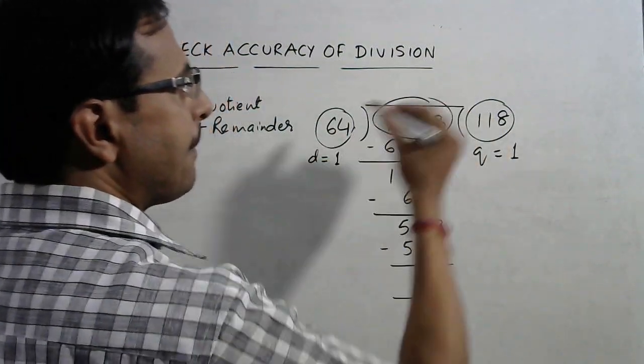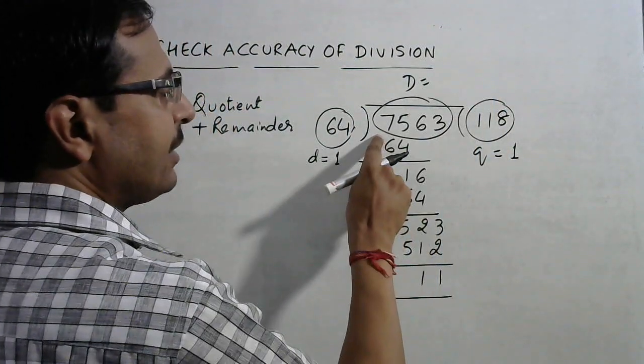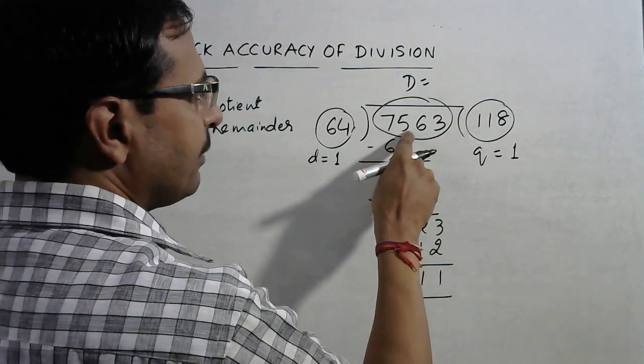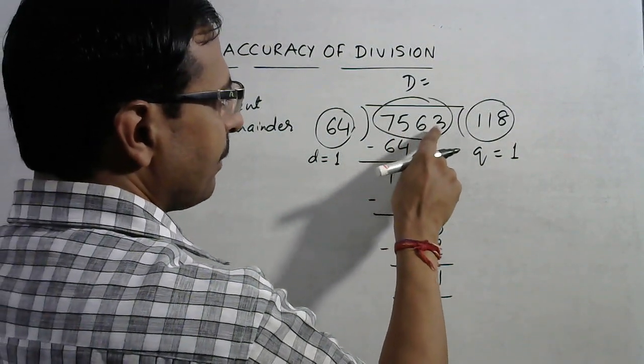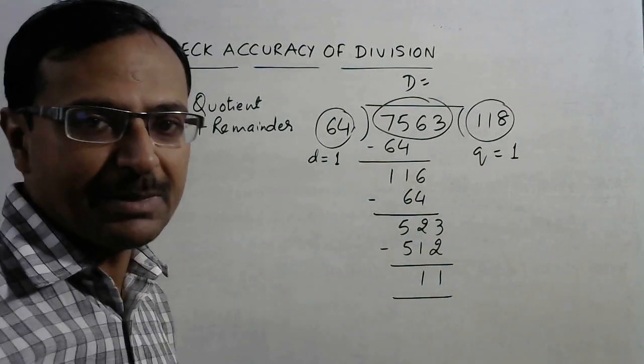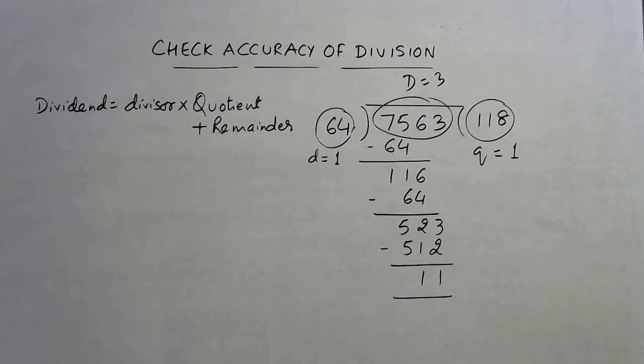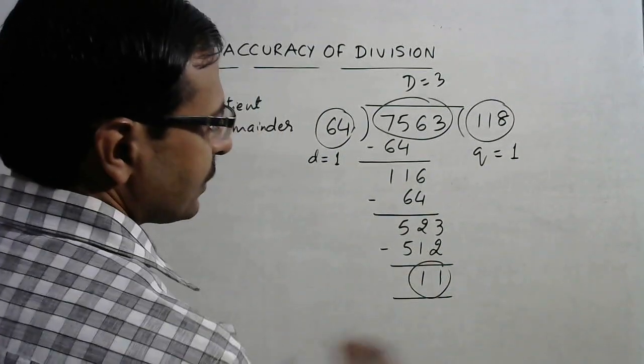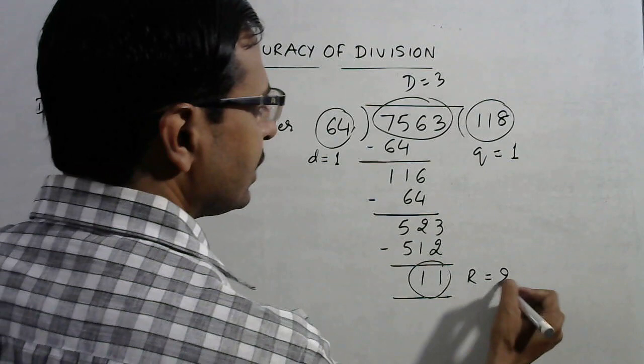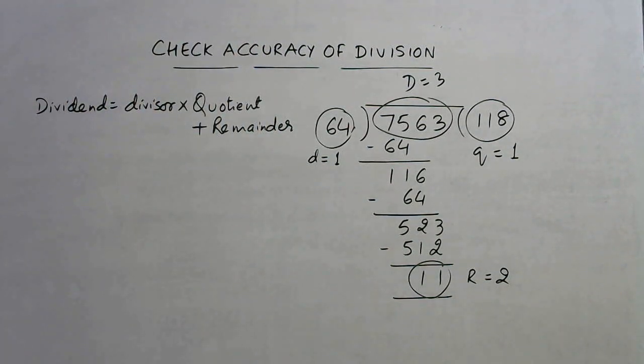Now check the dividend. 7 plus 5, 12. Plus 6, 18. Plus 3, 21. 21 means 2 plus 1, 3. So dividend has single digit 3. And finally, the remainder single digit 1 plus 1, 2. So we have found out the single digit of the four things, and now let us just substitute the single digits in this expression which we have written here.